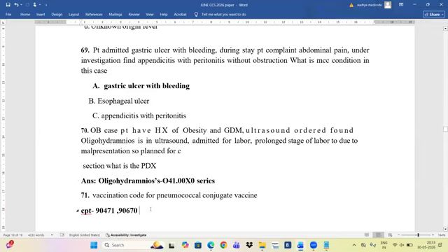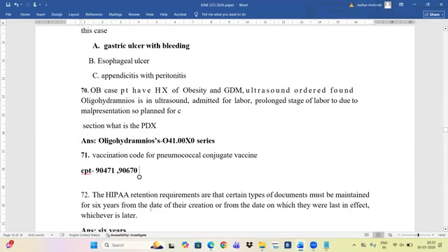Next question, pregnancy based question. Here the patient was pregnant, admitted with history of obesity and gestational diabetes. They ordered an ultrasound, and after ordering the ultrasound, they found oligohydramnios. Then they admitted for labor. Labor means delivery. Prolonged stage of labor due to malpresentation. Labor was delayed due to malpresentation, so they planned for the C-section.